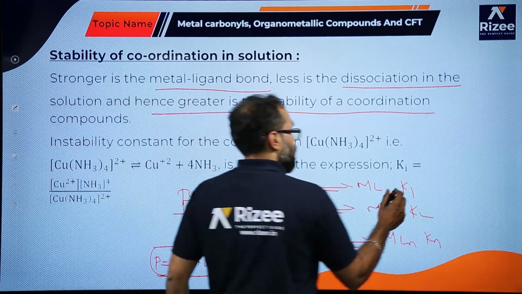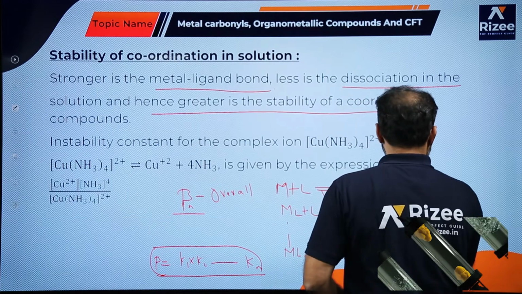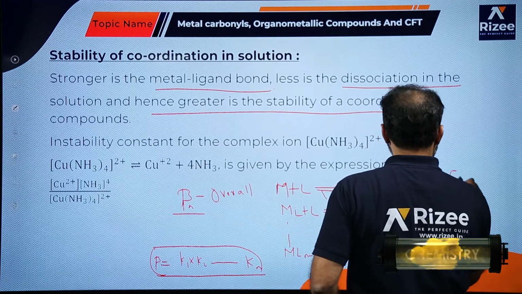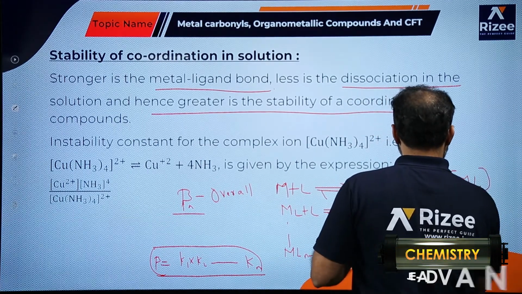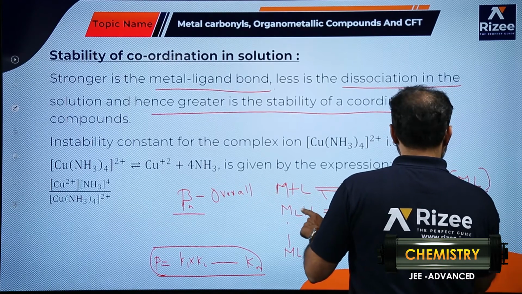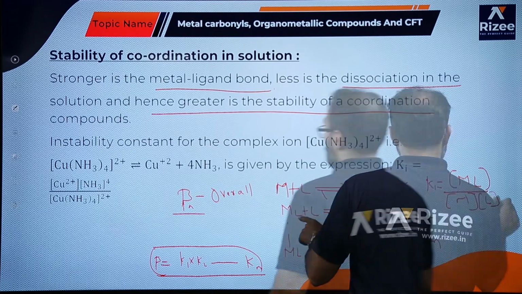Then, if you are taking it with respect to K1, K1 is equal to what? K1 is equal to the concentration of ML divided by the concentration of M into the concentration of L.